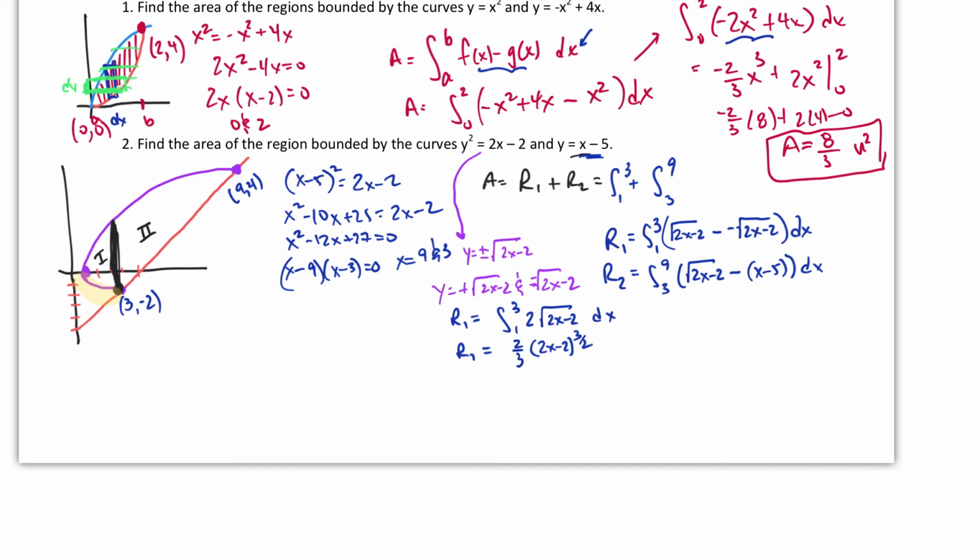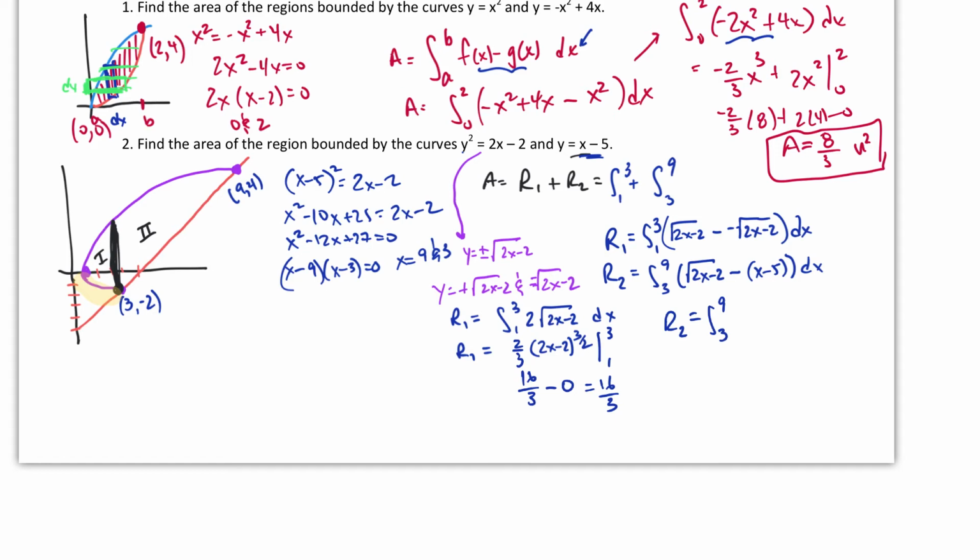If me talking in my head confused you, because sometimes it confuses me, just do a substitution rule. So that's what it would end up being right there. Then this would be 16/3 minus, when you put in the 1, you'll get 0. So you end up with 16/3. Okay, region 2 will end up being the integral from 3 to 9 now of this equation right there.